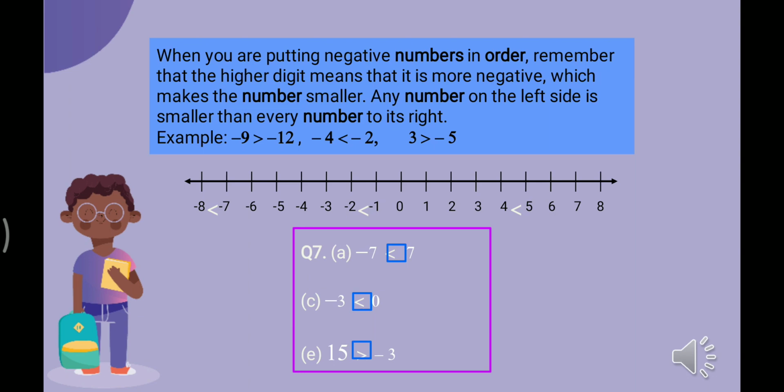Similarly, in E part, we have 15, which is positive, and on the right-hand side we have minus 3, which is negative. So therefore 15 is greater than minus 3.